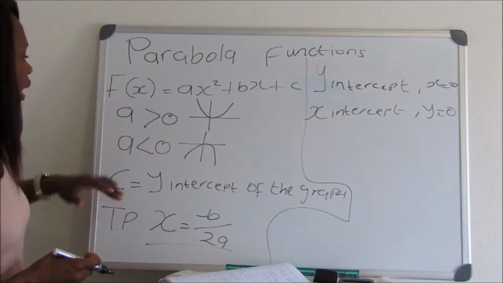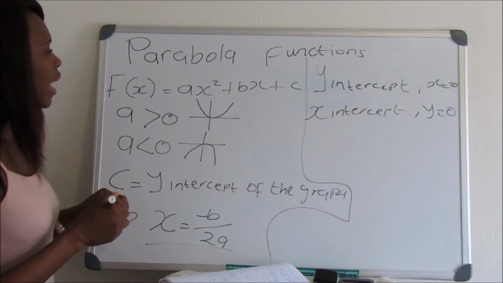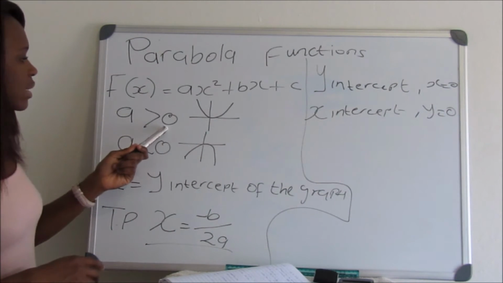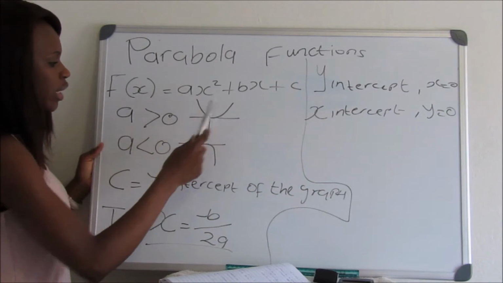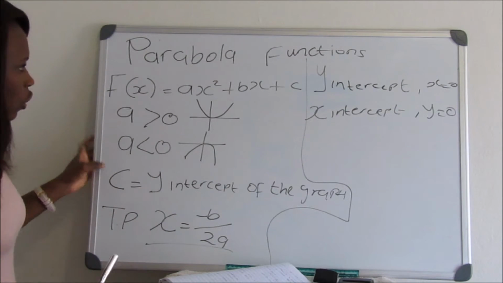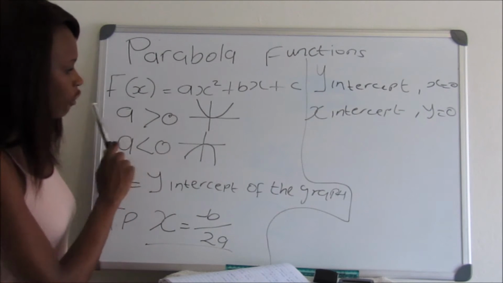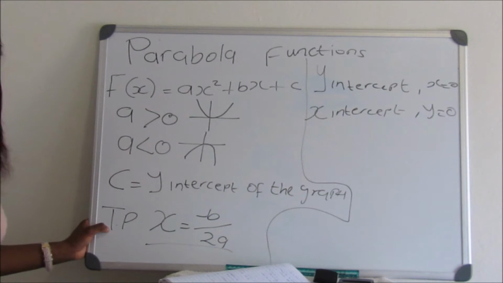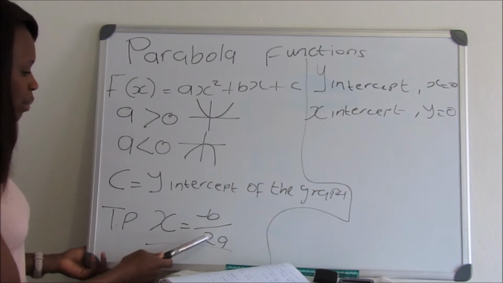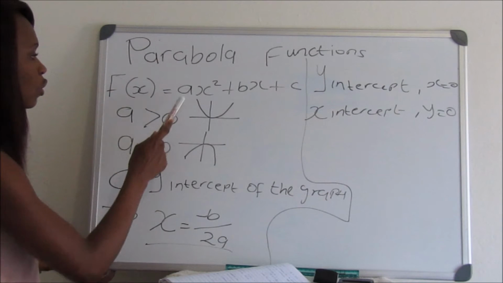So let's do a quick recap. The standard form of f(x) is ax squared plus bx plus c. If a is greater than 0, our graph will be looking upward, and if a is less than 0, then the graph will be looking downward. You must also take into consideration c, which is the y-intercept of the graph. To find the x coordinate of the turning point, x equals negative b divided by 2a, where b and a are from the equation.